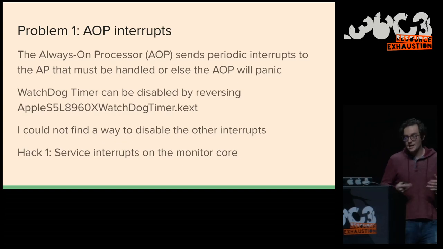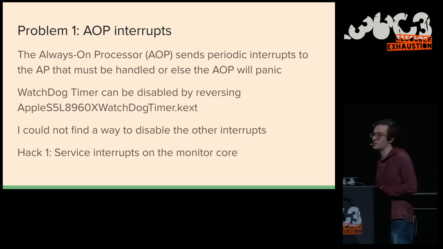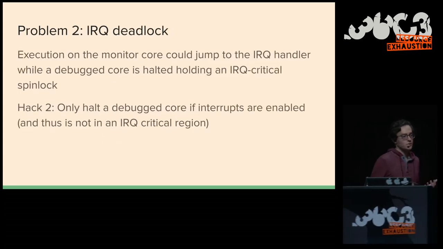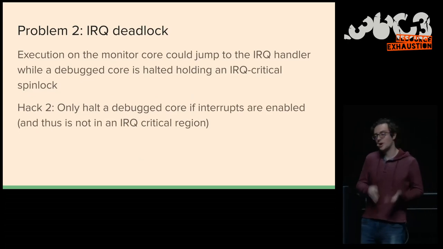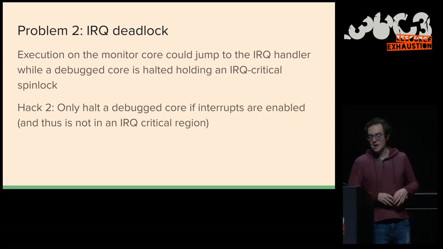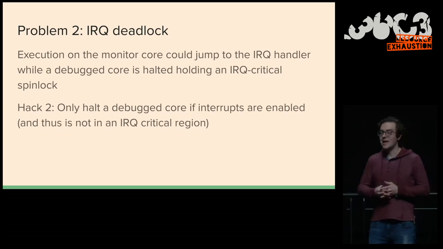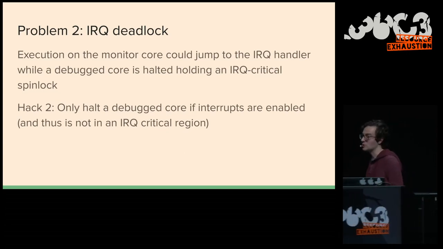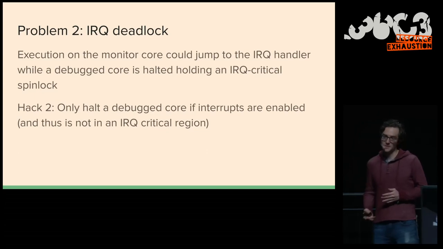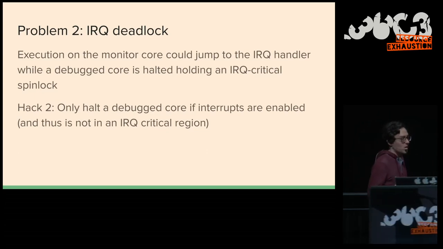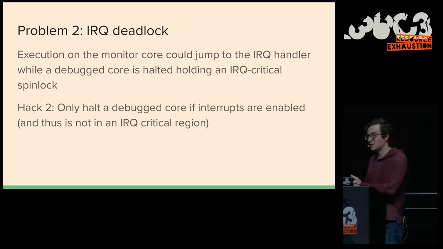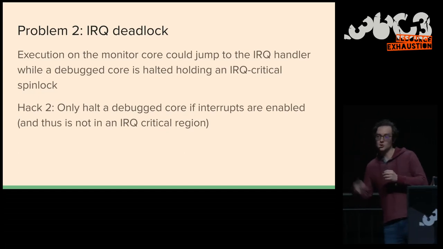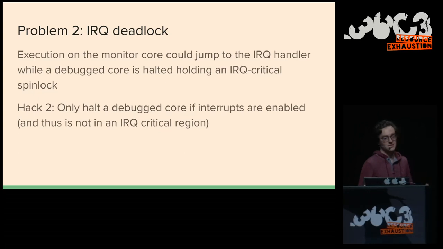Instead, I basically implemented a big hack, which is that I started servicing interrupts from the AOP on the monitor core itself. Now, this introduced its own problem, which is that now execution on the monitor core can jump back into XNU and start running the IRQ handler at basically any time. And that includes when any of the debugged cores is halted holding an IRQ critical spin lock. This is a huge problem because once we try to acquire that same spin lock, we can't acquire it, it's already held, and the only way that lock can be released is if that debugged core is resumed, which has to be done by us. So we enter this deadlock.